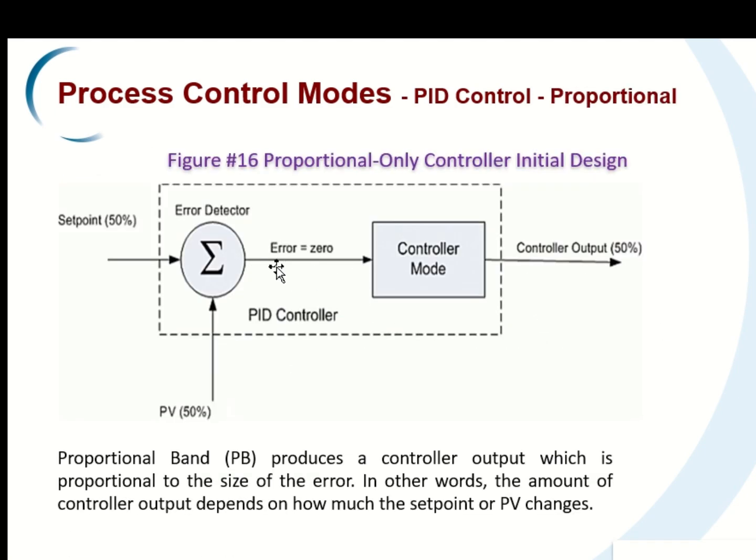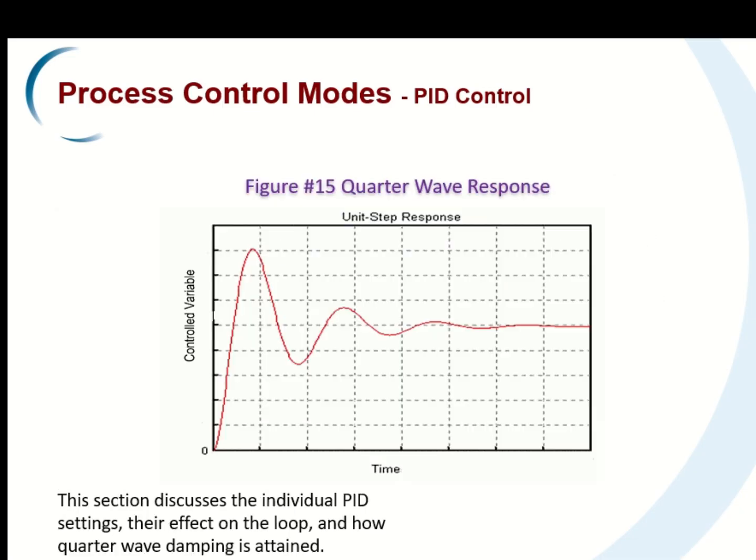You can see the error and then the controller output. The response is considered to be the best possible response to a change. This response is referred to as quarter wave damping because each wave peak is 1/4 the size of the one before it. So you can see the change happened here, and then subsequently the change was dampened by the controller action, and it is now a straight line close to the set point.